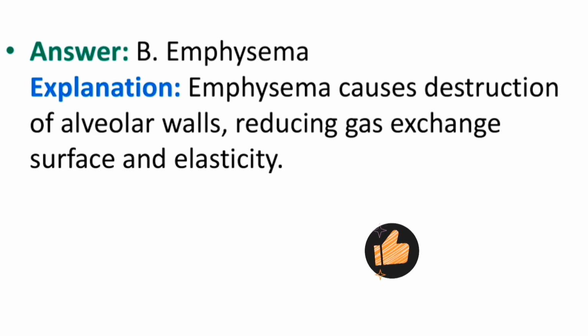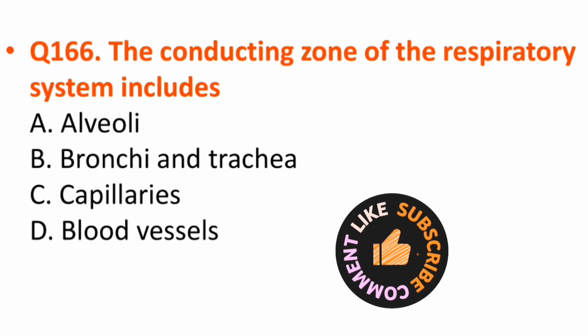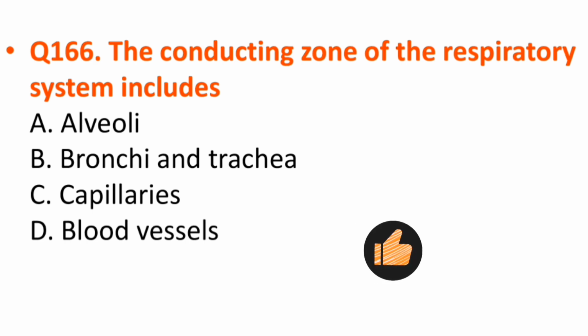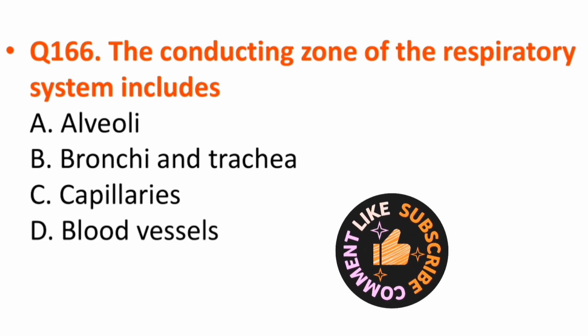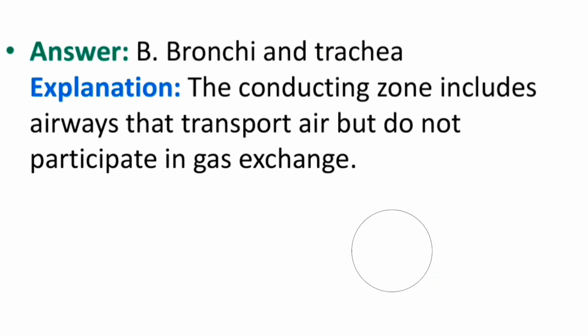The next question. The conducting zone of the respiratory system includes option A, alveoli. Option B, bronchi and trachea. Option C, capillaries. Option D, blood vessels. The correct answer is option B, bronchi and trachea. The conducting zone includes airways that transport air but do not participate in gas exchange.